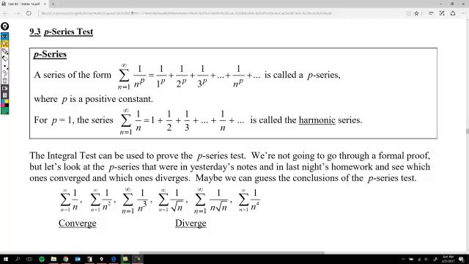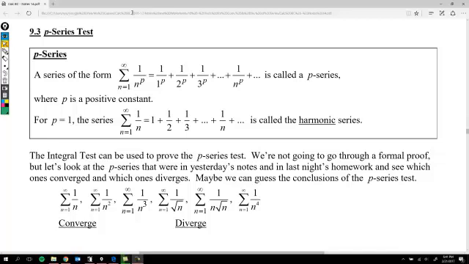Now there's a specific p-series where p is 1, it's just 1 over n, which is called a harmonic series, which if you know anything about harmonics or music or the way waves work, this is where each of your harmonics will be located on a string.